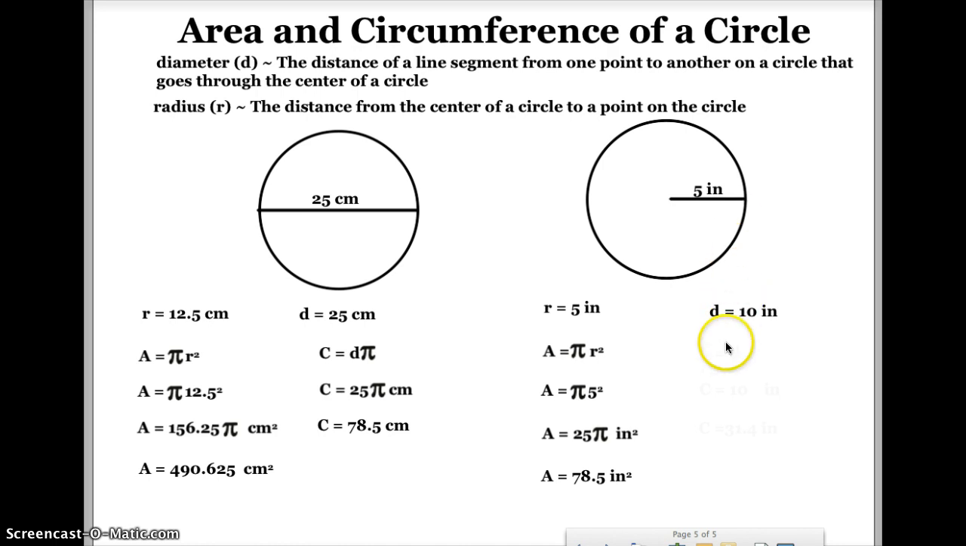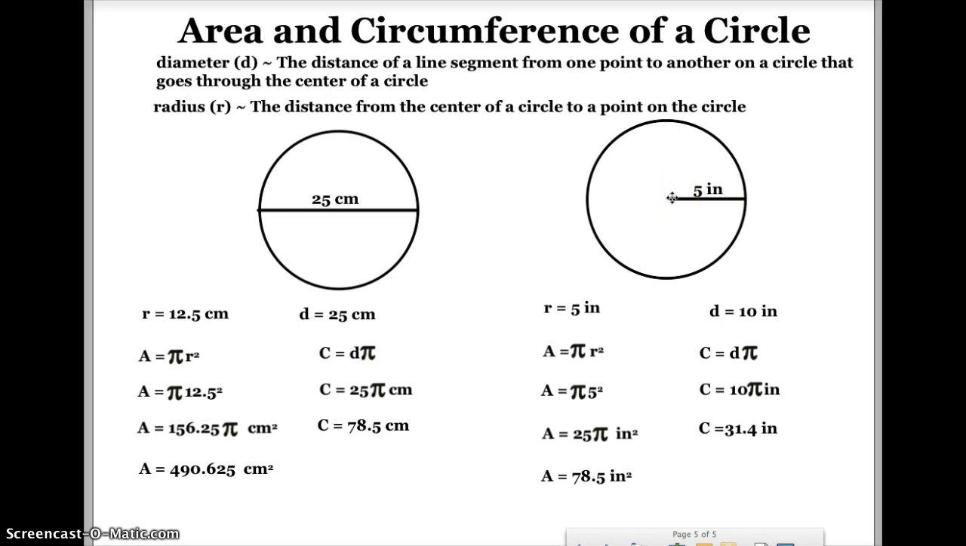Now, let's go on and find the circumference for this circle. I'm going to take circumference is equal to diameter times pi, but my diameter is really 10, so my circumference is equal to 10 times pi inches, and then if I multiply 10 times 3.14, I get my circumference is equal to 31.4 inches. And what that means is the distance around this circle would be about 31.4 inches if my radius was actually 5 inches.